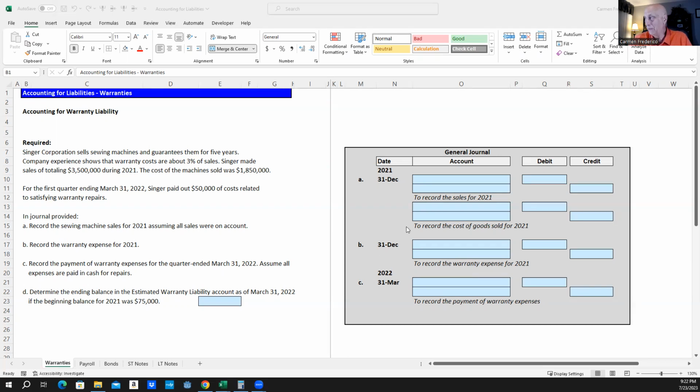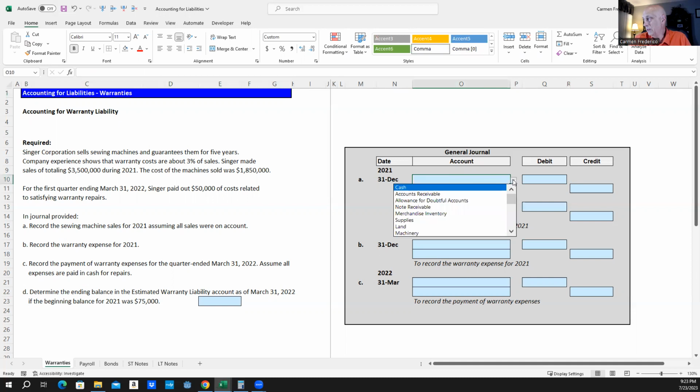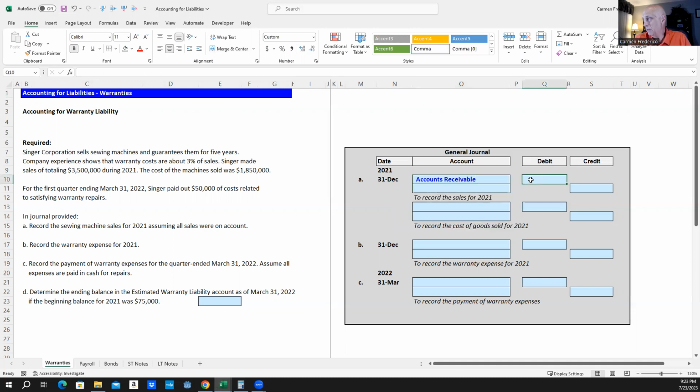We're going to record first the sales, which typically are recorded every day, every week. But here we're going to record them all as though they happened all at once, for the full year. So we have accounts receivable. We're going to debit accounts receivable for the $3.5 million, and we're going to credit sales to record the sales for 2021.